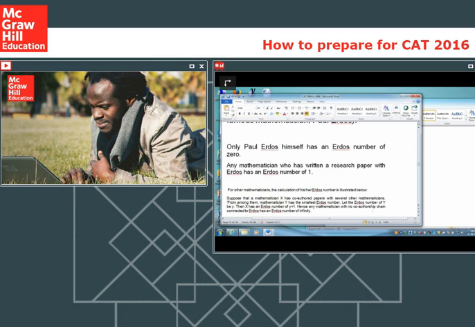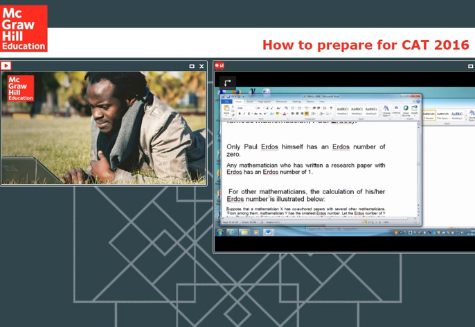Now, I often tell people that if you improve the quality of your reading, automatically data interpretation, LR questions, even your quants questions depend completely on how well you read the question. You improve the quality of your reading, you will have all the triggers inside the question to tell you how to solve it. So any mathematician who has written a research paper with Erdos has an Erdos number of 0 or of 1. So we can just keep this in our mind for the time being.